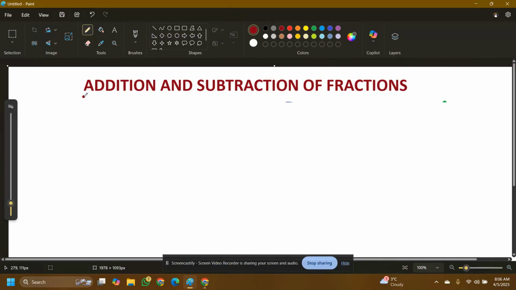So I am going to get started with the addition of fractions, and there shall be two different kinds. The first one is addition of fractions with like or equal denominators. The next one would be the addition of fractions with unlike or unequal denominators. So let's get started with the class.